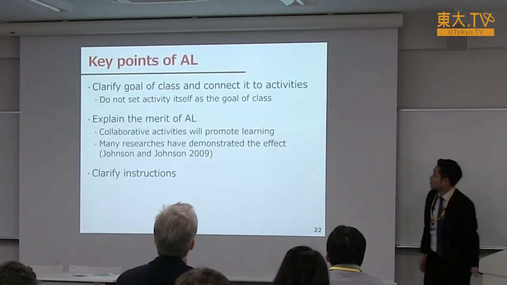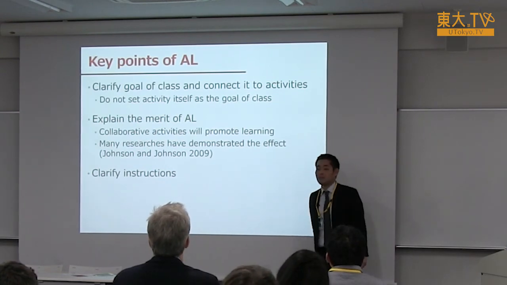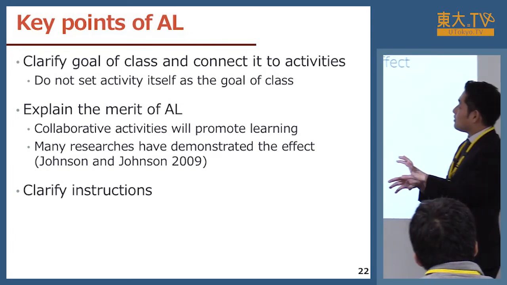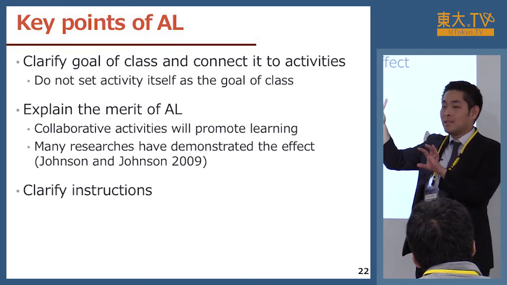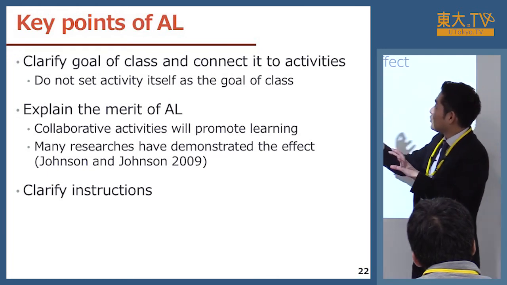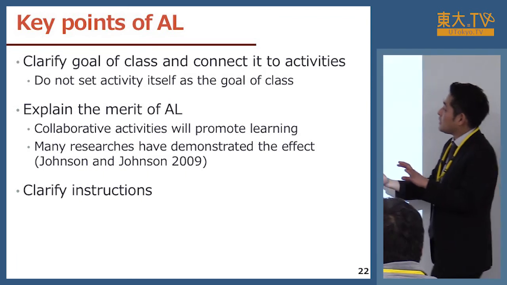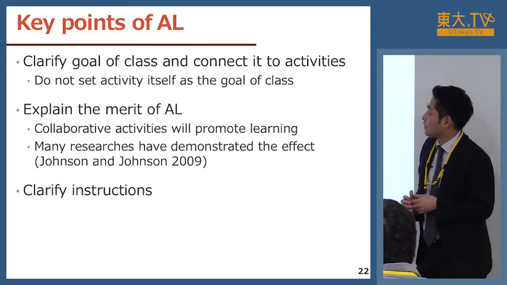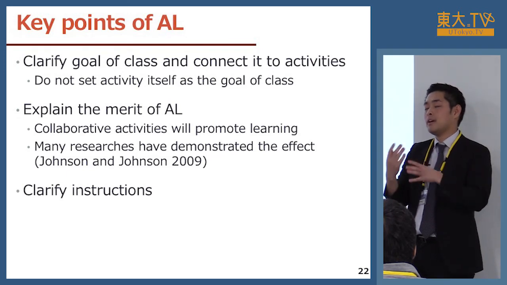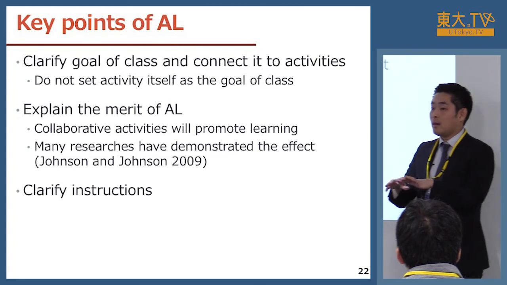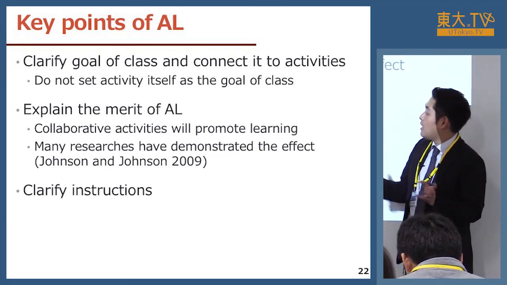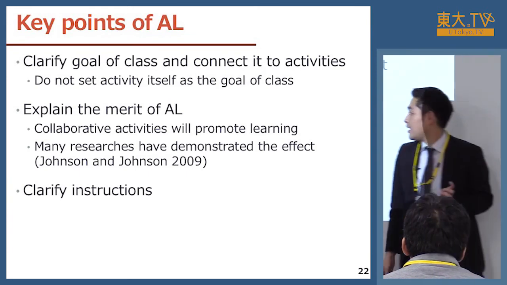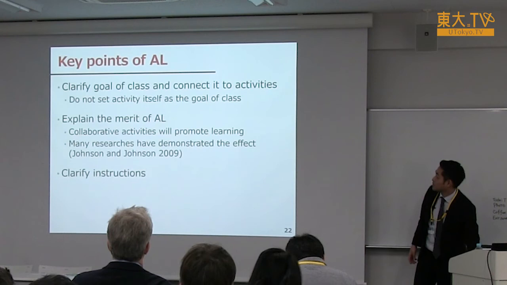At the end of my session, I'd like to emphasize the key points of active learning. Please clarify the goal of the class and connect it to the activities, because sometimes the activity itself can become the goal, but it is not the goal of learning or classes. So please do not set the activity itself as the goal of classes. And if students hesitate to participate in the work, please explain the merits and advantages of active learning. Collaborative learning activities promote learning, and there are a lot of bunches of evidence here. If you are interested, please read this reference. And please clarify instructions. So those are the key points of active learning.